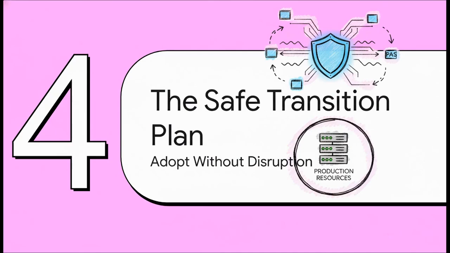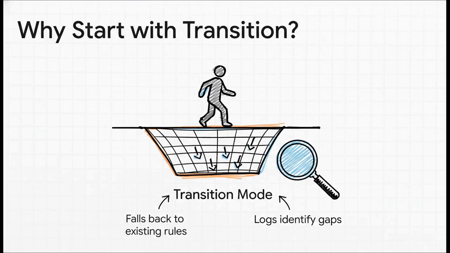Okay, so that's the theory. But how do you actually implement this on your real live production resources without breaking everything and causing a major outage? Well, that's exactly what the Safe Transition Plan is for. You see, you always start in transition mode, and for very good reasons. It's designed specifically to prevent disruptions because it has that fallback to your old rules.